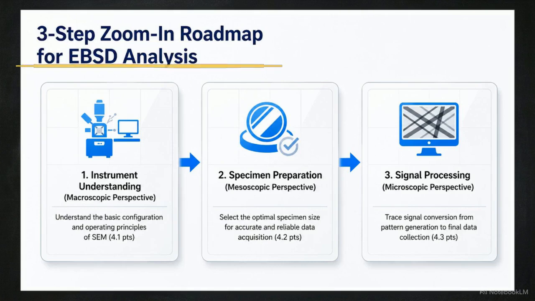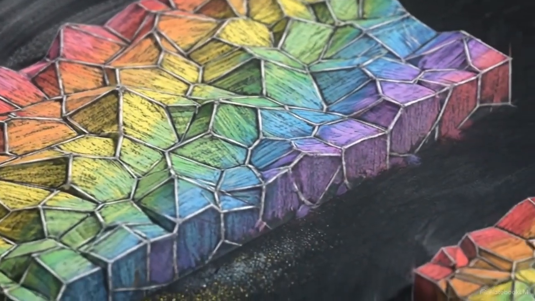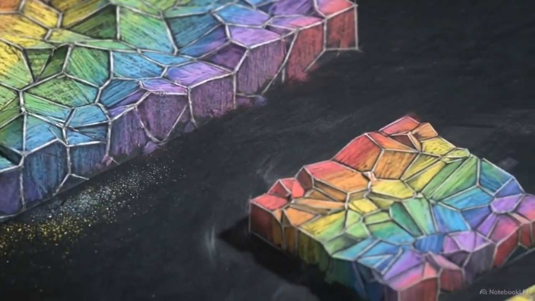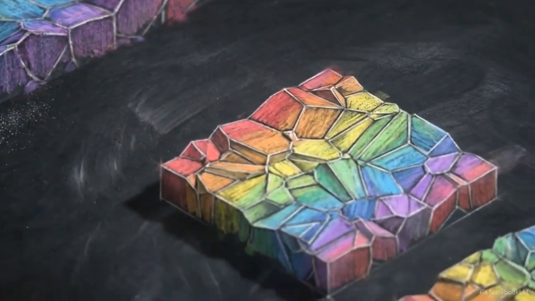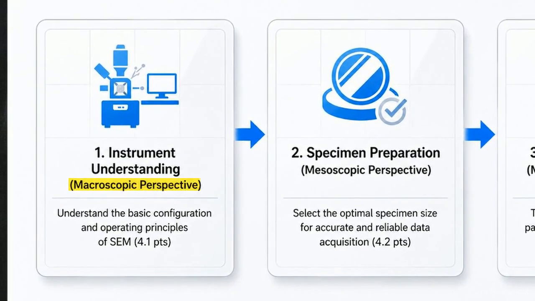Looking at this operational roadmap, we can divide the process of electron backscatter diffraction, or EBSD, into three distinct pillars. This powerful technique is the standard method for mapping crystallographic orientation and measuring microstructural anisotropy in material science.